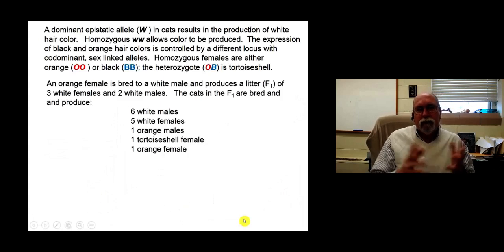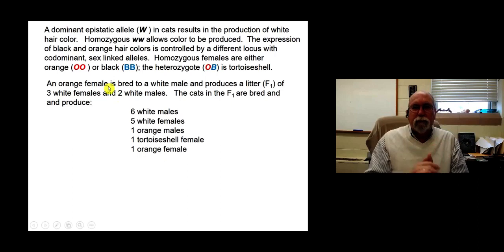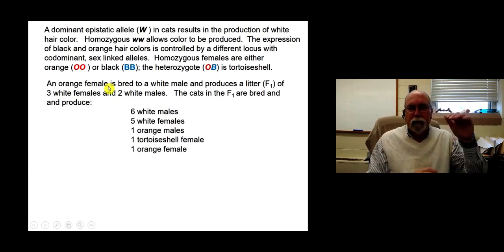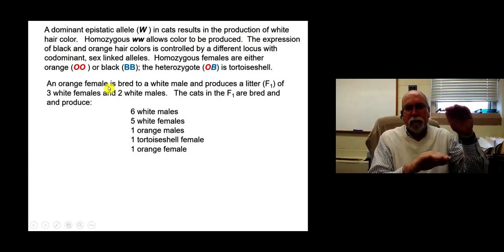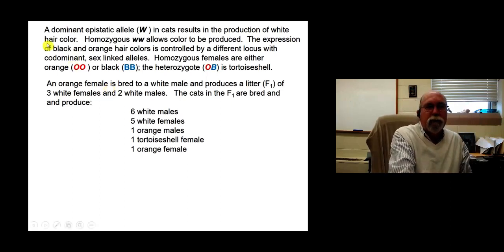So here's the setup. We're going to do a 3-generation problem. We start out with parentals, produce an F1, and they're going to produce an F2. The original parentals are an orange female bred to a white male, which produces an F1 litter. That F1 litter is all white, both males and females.